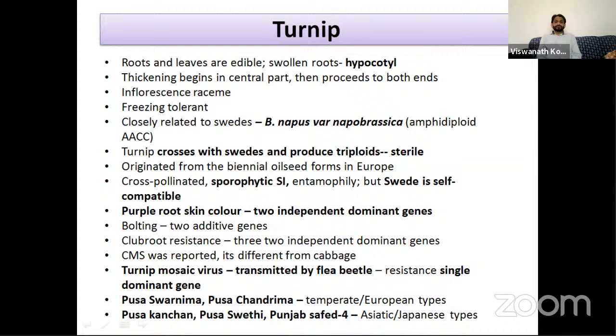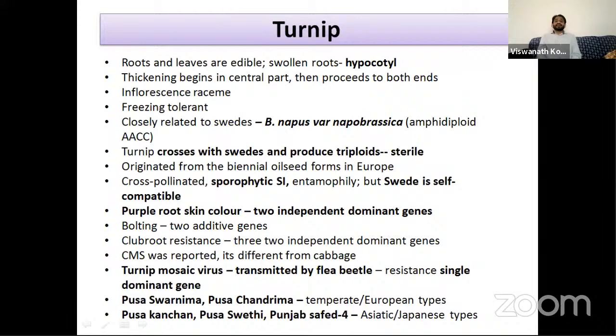So turnip mosaic virus is an important disease. It is transmitted by the flea beetle, and the resistance is governed by a single dominant gene. The European varieties are Pusa Swarnima and Pusa Chandrima, and the Asiatic varieties are Pusa Kanchan, Pusa Sweti, and Punjab Sufed 4.